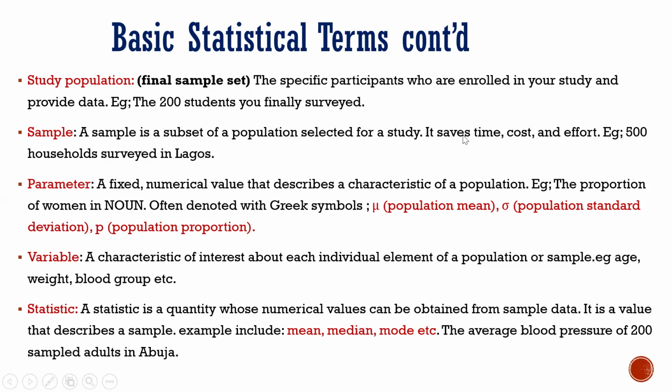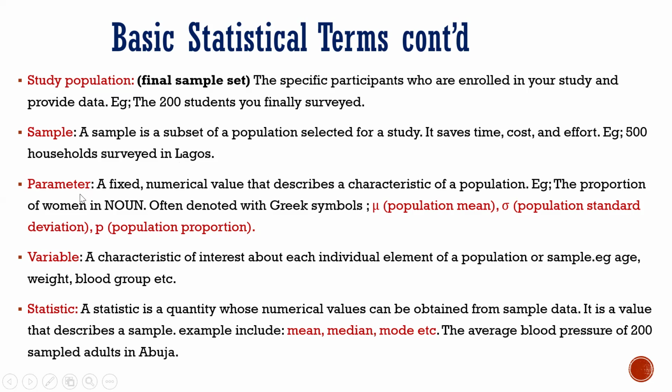So for you to carry out a study, you have to select your sample from a population. From the definition we gave of a population, we said it is the entire set of individuals or objects that you want to study. So the sample is those people that you actually selected for a study. They are your study population, like those that you give questionnaires to answer, or those you collected data from. They are your sample. So it helps to save time, cost, and effort. Example, 500 households surveyed in Lagos. They are your sample because they're the ones that you actually collected data from.